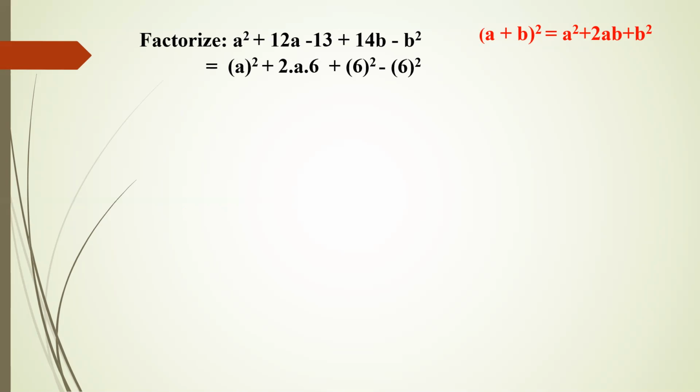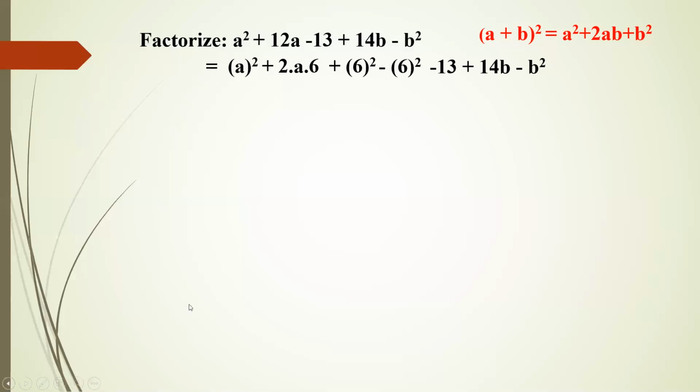If I cancel 6 square and 6 square, then I'll be getting nothing. It will be balanced, right? It will be same as the previous expression here. So that's why I just add 6 square, then minus 6 square at the same time. Then the rest of the terms as it is: minus 13 plus 14b minus b square as it is. I hope you understood up to here, right?